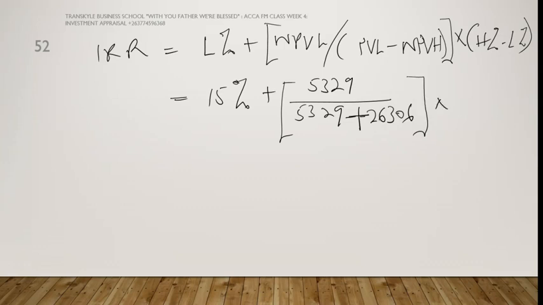Then multiply by the higher percentage minus the lower, that is 20% minus 15%, which is 5%. If we solve, we are going to have 15.84%.